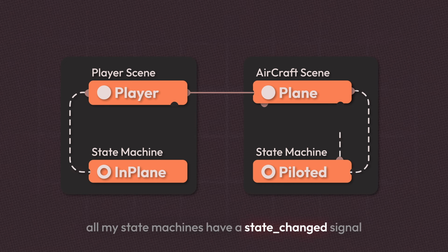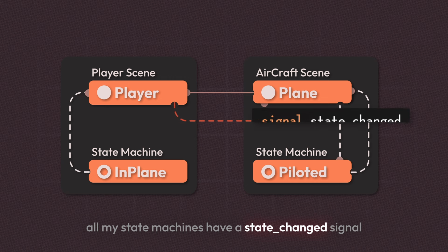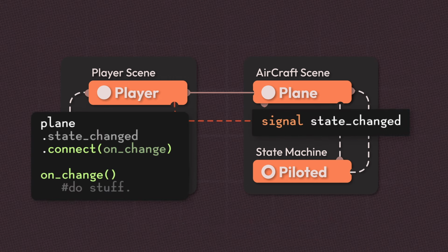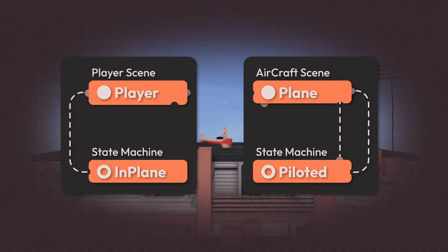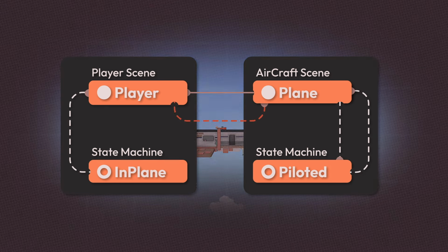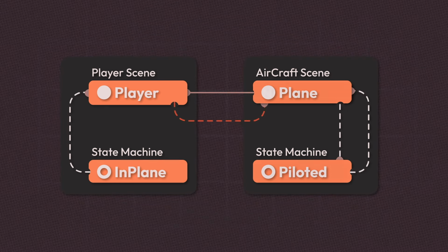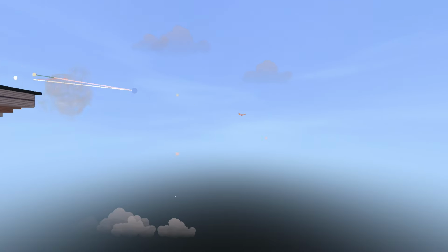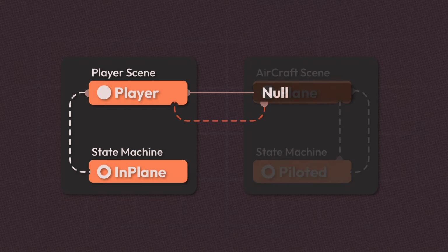Now you could also just connect the state change signal from the state machine directly to the plane. Then you can create another signal in the plane script that's meant to amplify that signal and have the player connect to that. Now the problem I have with this is that it can become kind of cumbersome connecting and reconnecting signals when exiting and entering the plane. And also, if by chance the plane is destroyed while the player is still connected to its signals, you're going to run into an error.